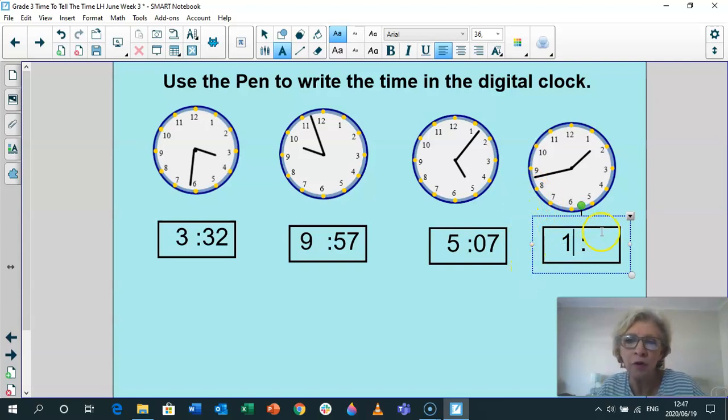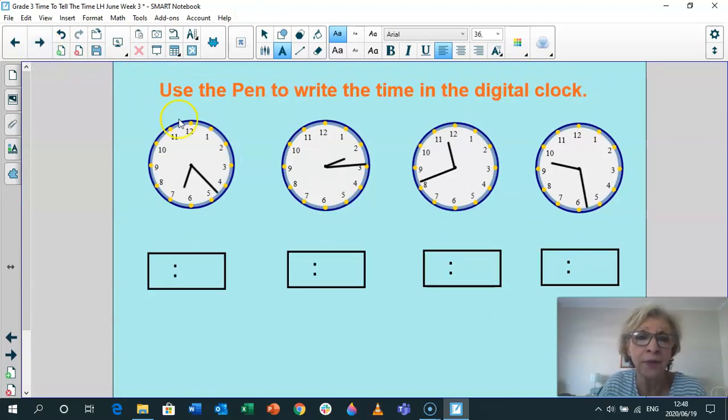It's about 1:43, I would say. If you get a little bit confused about this, grade 3s, you know that you can go and watch this again, okay? All right, so use the pen to write the time in the digital clock over here. So how would we write it as a digital time?